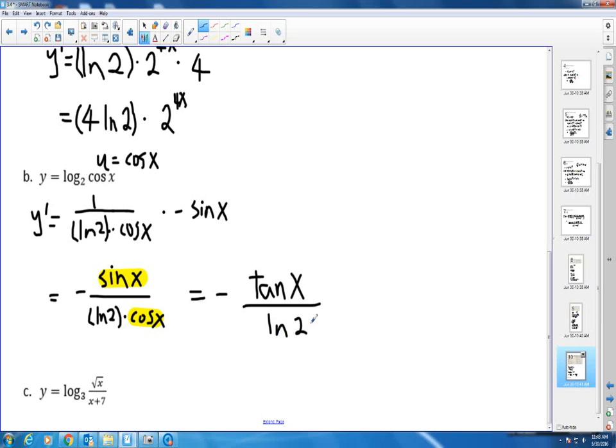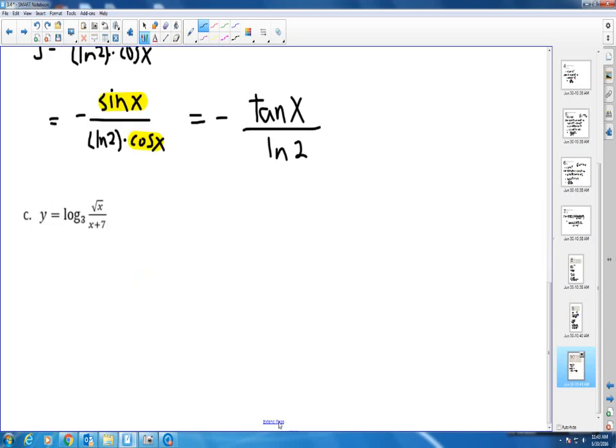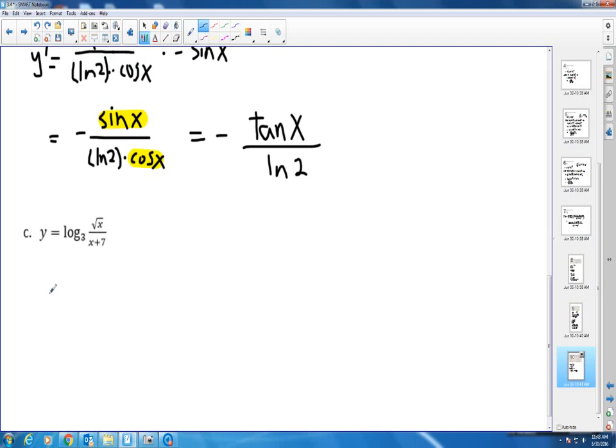All right, one more. This one is just a little bit more complicated than the previous one. So I'm going to use the same trick as we did earlier. This is log of a quotient, so I'm going to simplify it by saying the division is going to be subtraction here. The square root is a half power, so I'm moving my half forward. Log with a base 3 of x minus log with a base 3 of x plus 7.